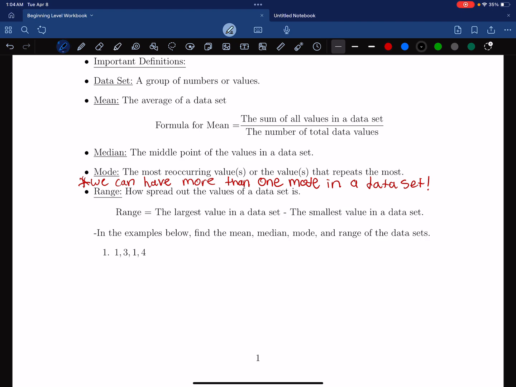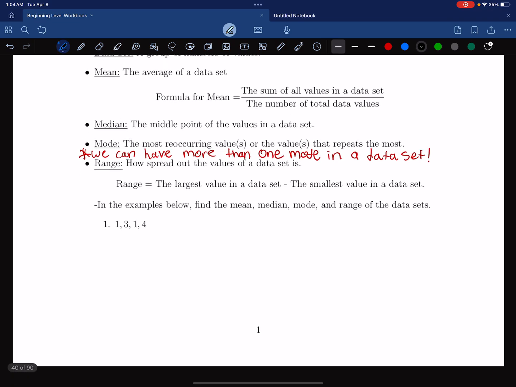And then range is a measure of how spread out the values are in a data set. For example, to find the range, what you want to do is you take the largest value in the data set, and then you just subtract the smallest value in the data set. So with all that in mind, let's work through our first example.